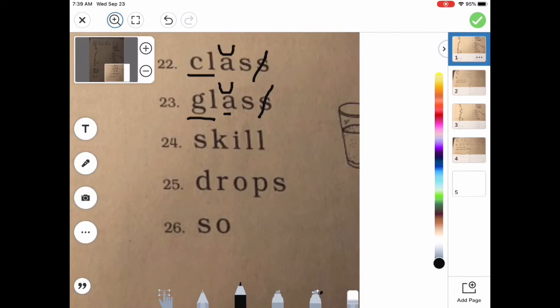What do you guys notice? That's right, we have that double L, so I'm going to cross one of them out so I don't say ul. Now where's my vowel? My vowel is I. It's got a consonant behind it, so it's going to be short. And then SK blends together, so it says sk, ill, skill. All right, on number 25, what do you notice about this word?